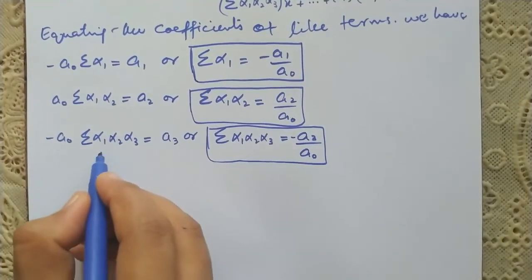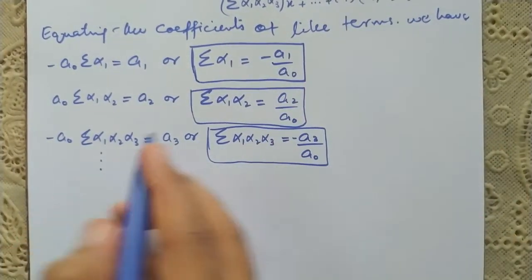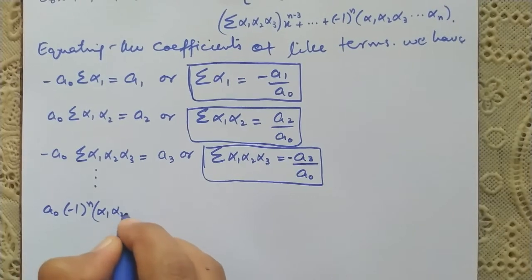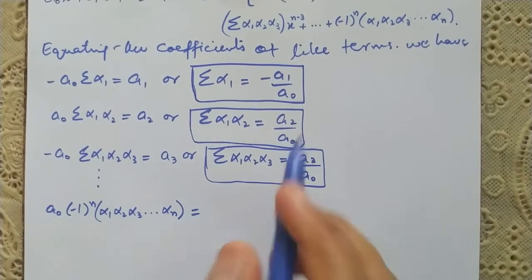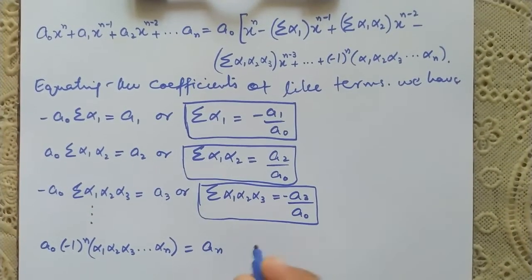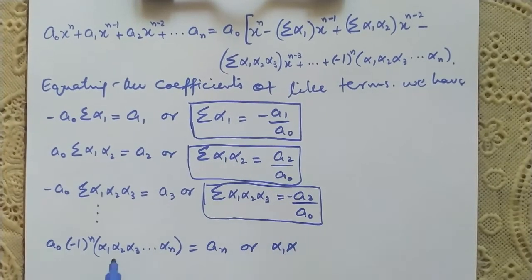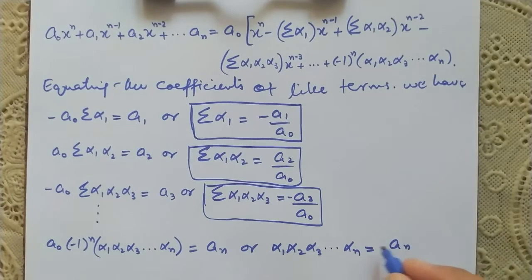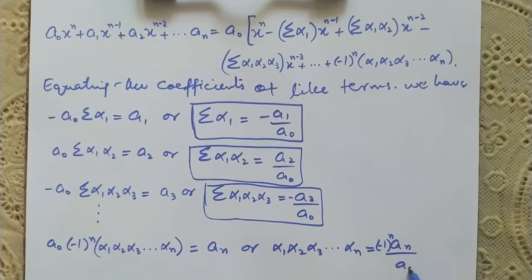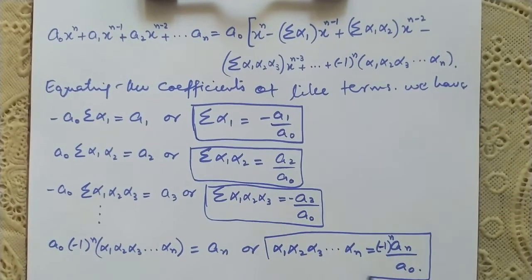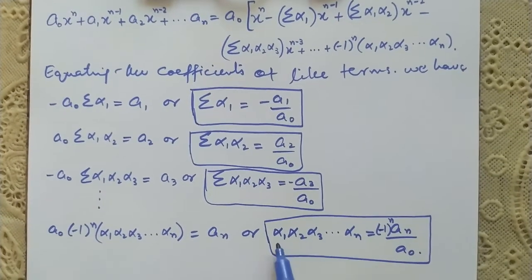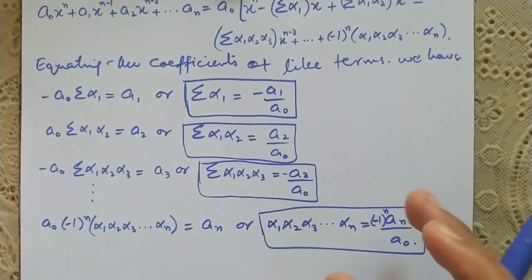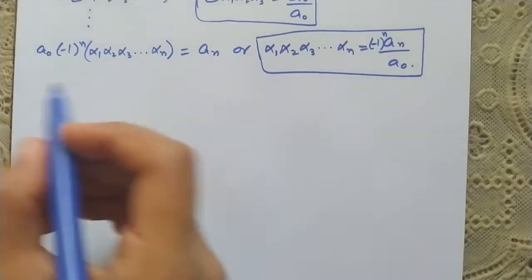So if you proceed in the same manner, you will have the last term: a0 times minus 1 power n alpha 1 alpha 2 alpha 3 up to alpha n is equal to the constant term a n. Or you can write the product of the roots, alpha 1 alpha 2 alpha 3 up to alpha n, as minus 1 power n times a n upon a naught. Right, so it is the last term, and it shows the product of the roots. So finally we have derived the relationships between the roots and coefficients of the polynomial equation f of x is equal to 0. Now let we have a quadratic polynomial.